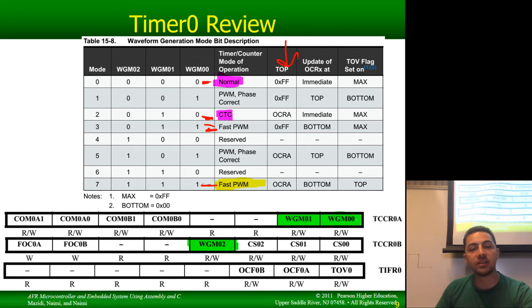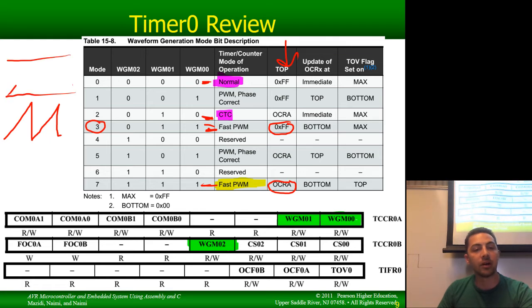I want you to notice that there is this top value that says what you're counting to. So with mode 3, it always counts up to FF and then resets, and counts up to FF and resets. Unlike CTC mode, which if this is FF and this is 0 here, might only count up to this value and reset because that's your OCR value. So it's going to go faster because it doesn't have to count as high. So counting to FF is different from counting to OCR.